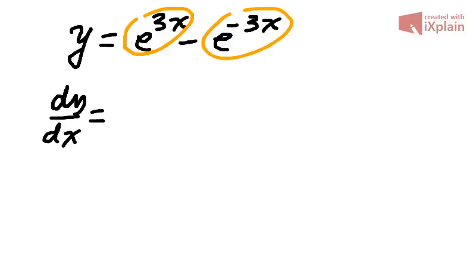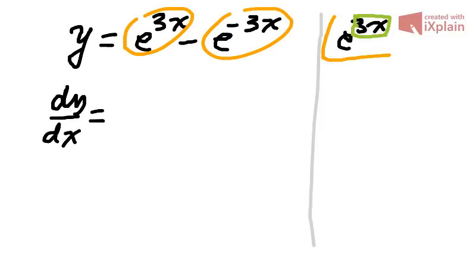Let's even have a little side calc here. e to the 3x is actually a composite function. Very small, but it is. The 3x is sitting in the position where usually we just have x, so that's a linear function. And on the outside we have an exponential function. So how do we differentiate this?